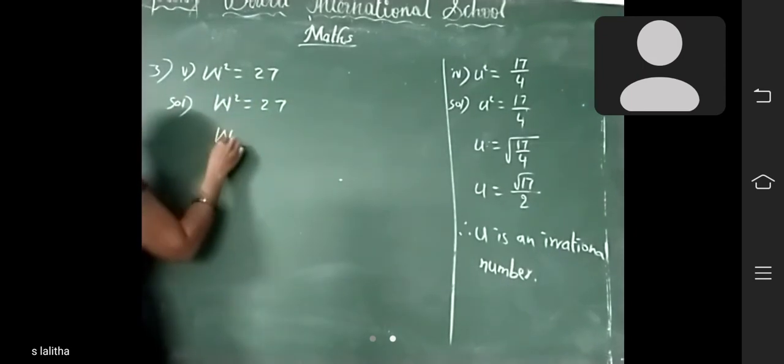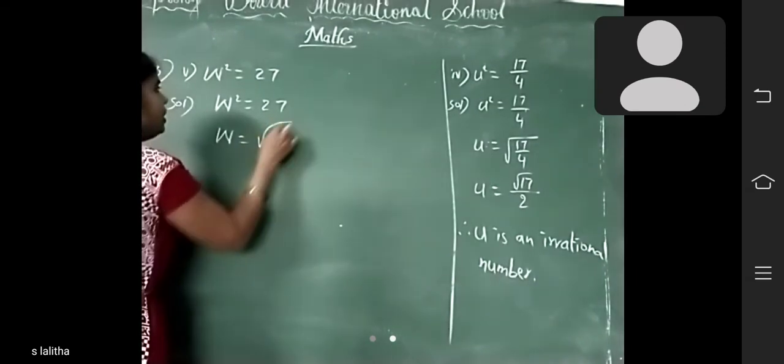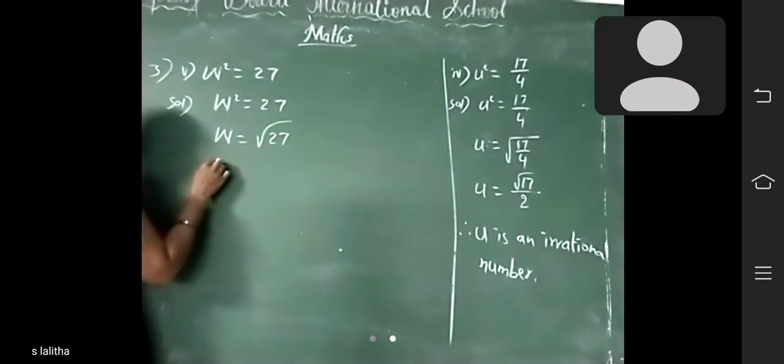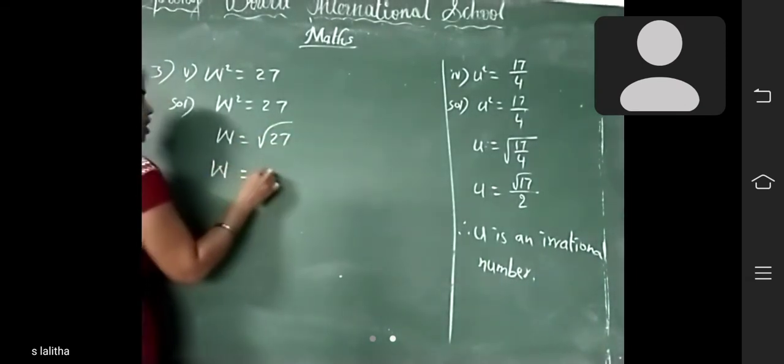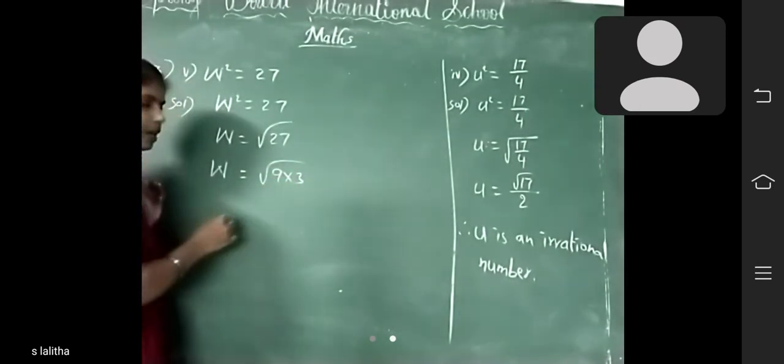So W equal to, this square will be transferred to the right-hand side, what will it become? Square root of 27. So W is equal to, how can you write 27? 9 into 3. So W equal to square root of 9, how much? 3. So 3 root 3. Square root of 9 is 3, that's why we are taking it out of the square root. So it will become 3 root 3, that is 3 times the square root of 3.